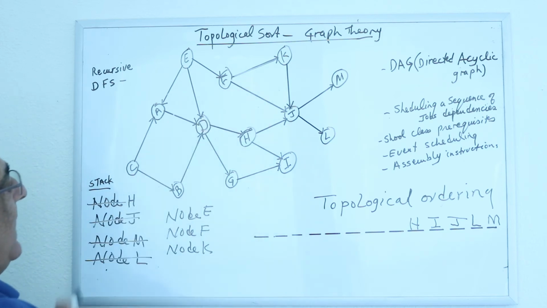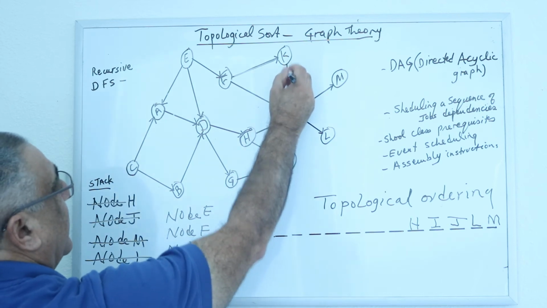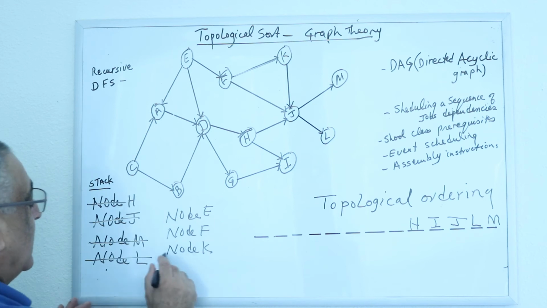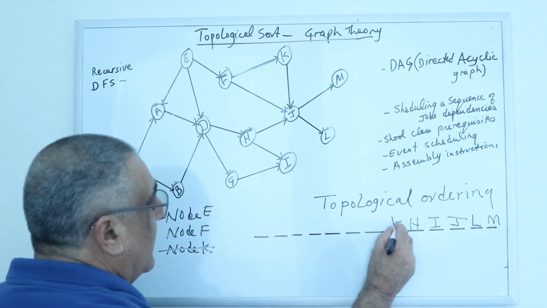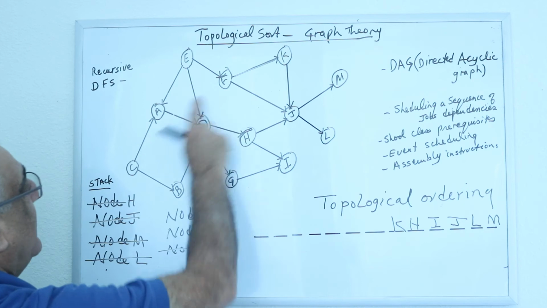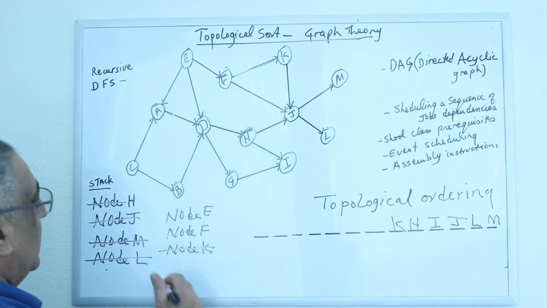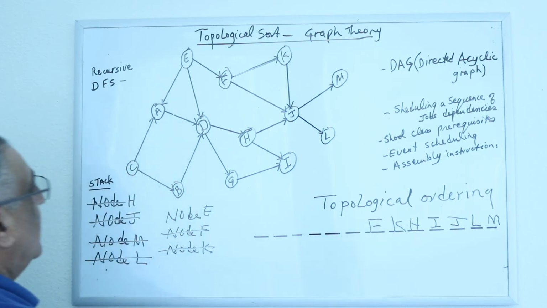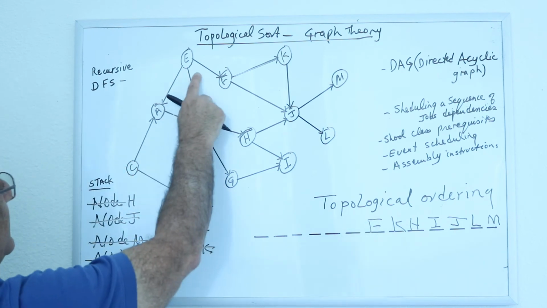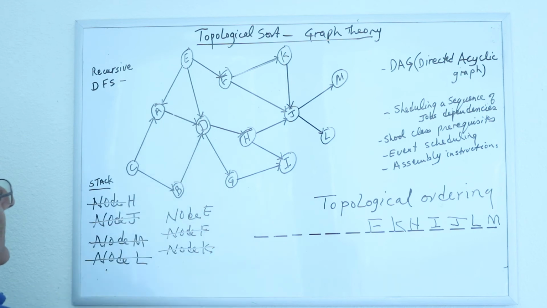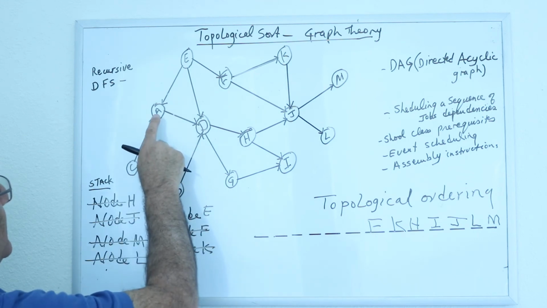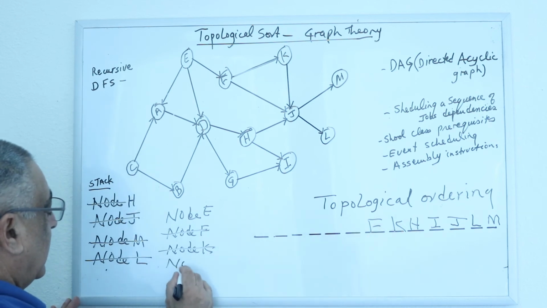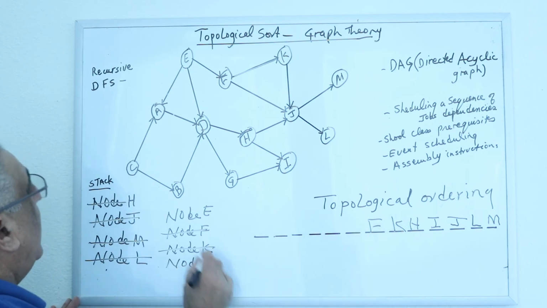When I'm at K, the only choice I have is to go to J, but we've already visited that course, so I'm going to pop K. K is gone. That puts me back into node F. I have no other choices, so I'm going to pop F, because F doesn't take me anywhere else. That puts me back into E. From E, I can go to node A, as long as it's not in the list. So that puts me into node A.